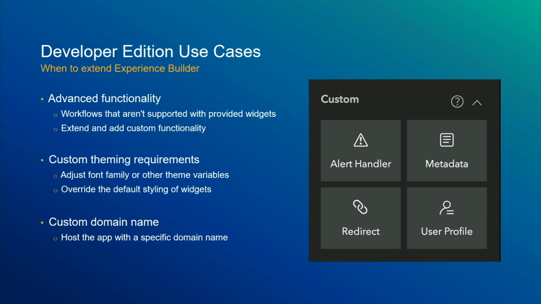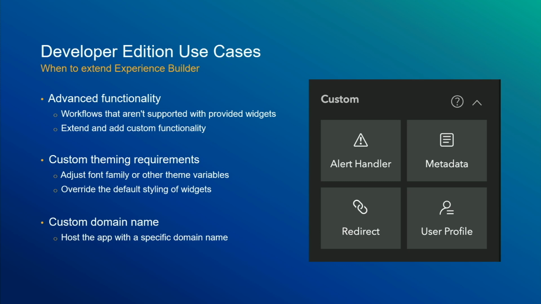And one last reason I added up here would be a custom domain name. When you use Developer Edition, you're responsible for hosting the application on one of your web servers, but you also have the opportunity to choose your own domain name. So if you're a publicly available app and you want your domain name to be something that's short and sweet, then you can choose that and customize that, which might be another good use case.